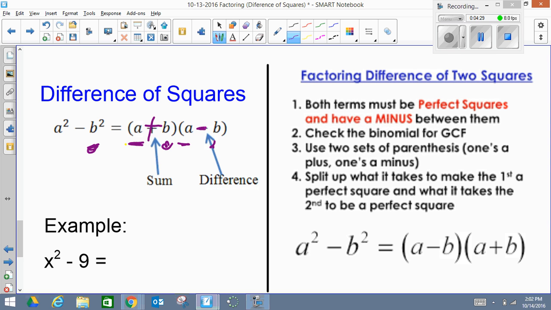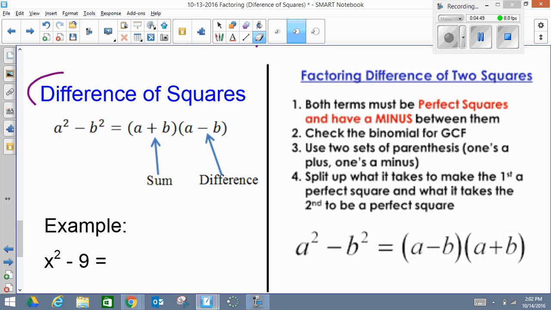Now let's review the steps that we have on the side. Factor the difference of two squares. Both terms must be perfect squares, meaning to the second power, and have a minus between them. They need to have a minus because the word difference means minus. So that's the idea.